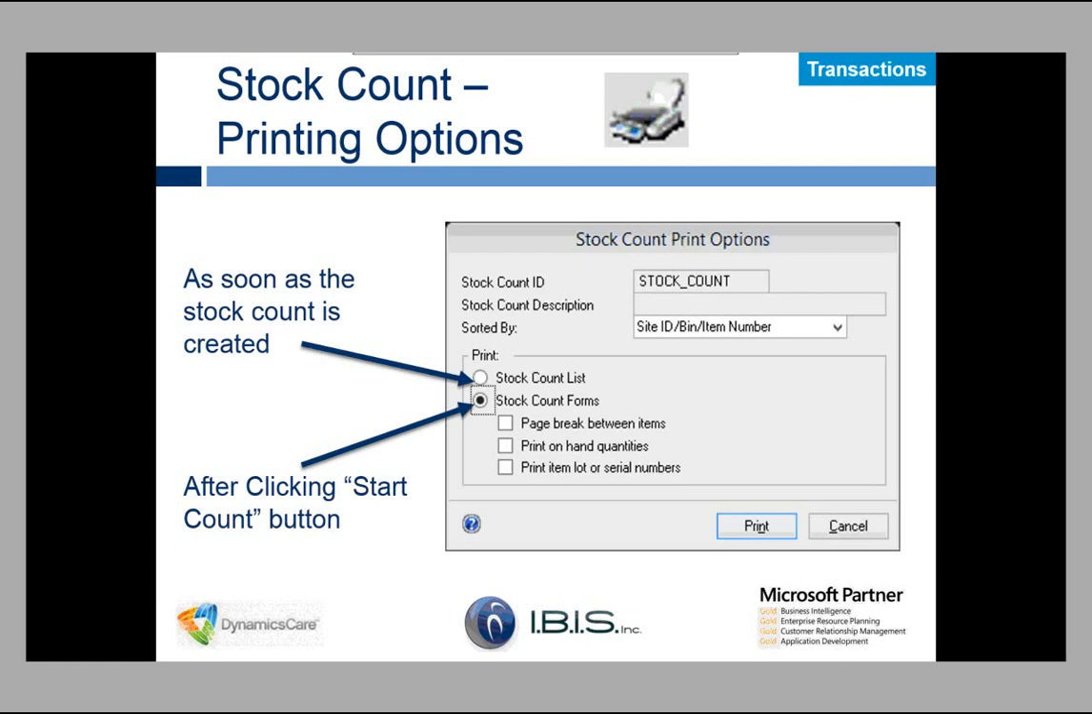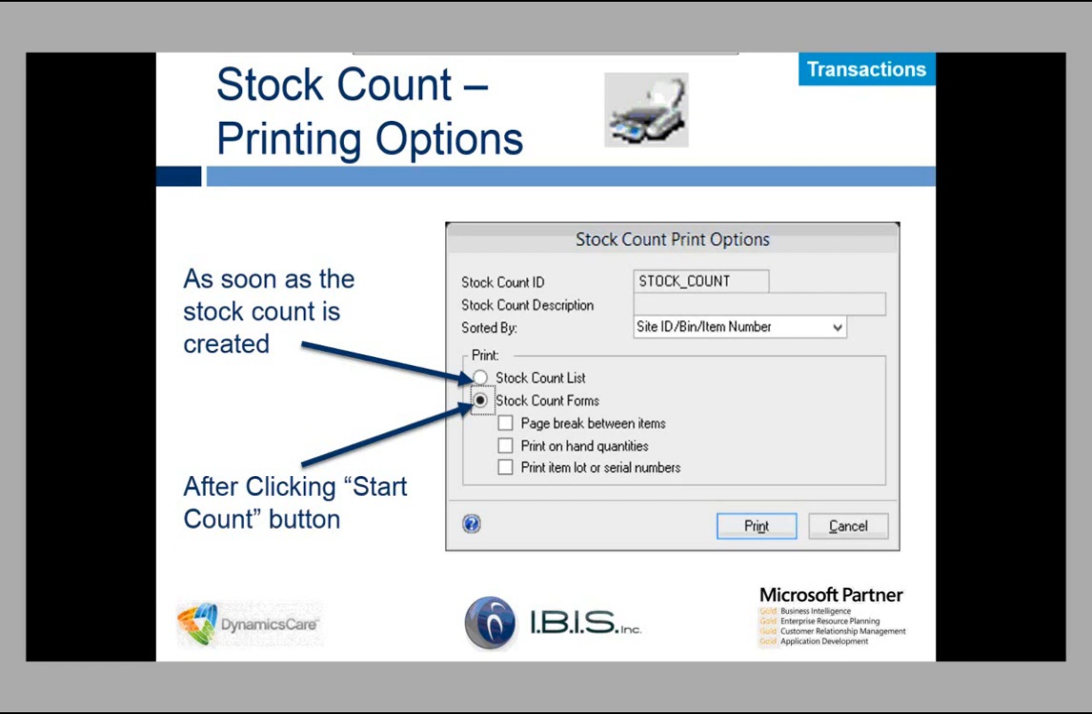After you click the Start button, the stock count forms will be available to be printed. And there are a couple options that you can use here. You can create a page break between items if you have a lot of items and you would prefer to kind of split up the work and hand it to a couple different people to count. You can also print the on-hand quantities.